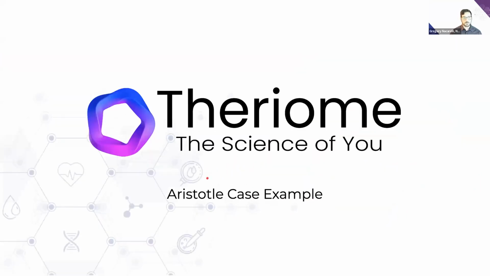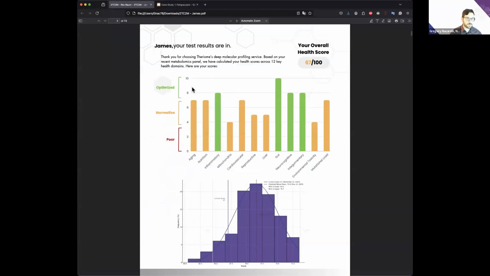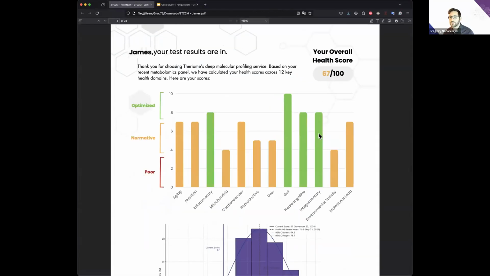All right, so let's go through a case example here. This is the Thryome Aristotle test. If no one has seen it, this is our metabolite test. We have 12 different domains with this test: aging, nutrition, inflammation, mitochondria, cardiovascular, reproductive, liver, gut, neurocognitive, integumentary, environmental toxicity, and mutational load.